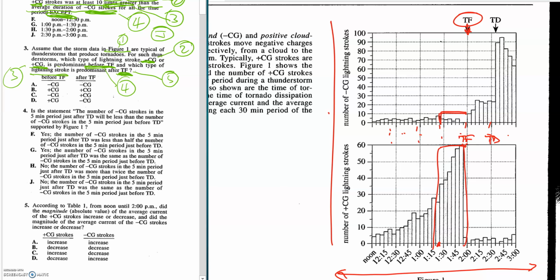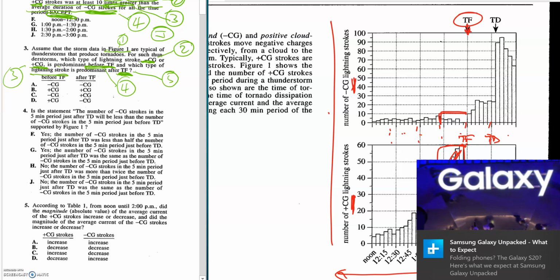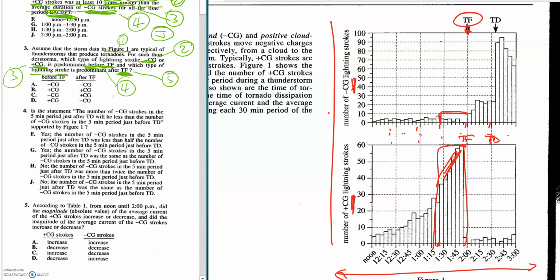All right, so which type of lightning stroke, negative CG or positive CG, is predominant before? So it's positive CG, right? This is positive CG, and look, it's huge. This is negative CG. So we'll need to find the answer that has positive CG. That would be B and D, so A and C are out. And then we're looking for which type of lightning stroke is predominant after TF. So this is kind of the time after TF.